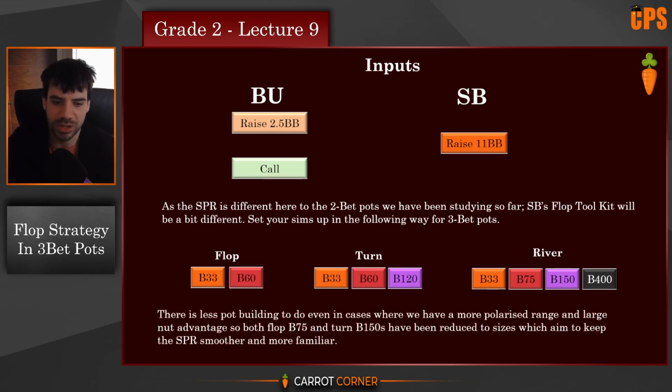There is less pot building to do even in cases where we have a more polarized range and a large nut advantage. So both B75 and B150 have been removed from the turn toolkit and reduced to sizes which aim to keep the SPR smoother and more familiar. This is not for any objective gain.